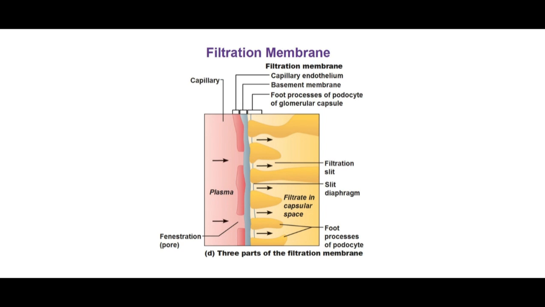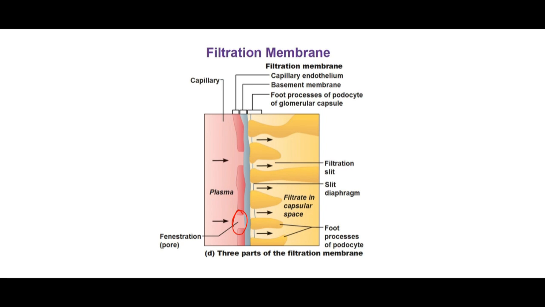Okay, so let's start with our fenestrations. These fenestrations are going to be fairly wide, like 70 nanometers. That's a pretty decent size. You can even get some small proteins out of that.